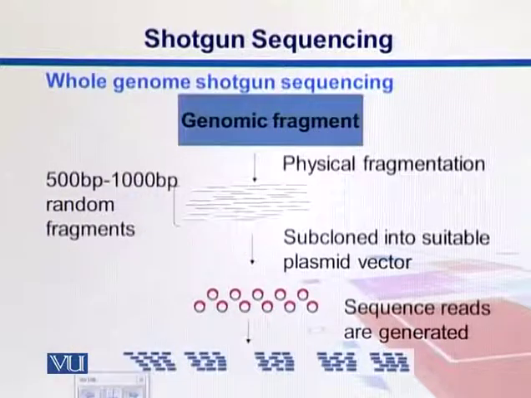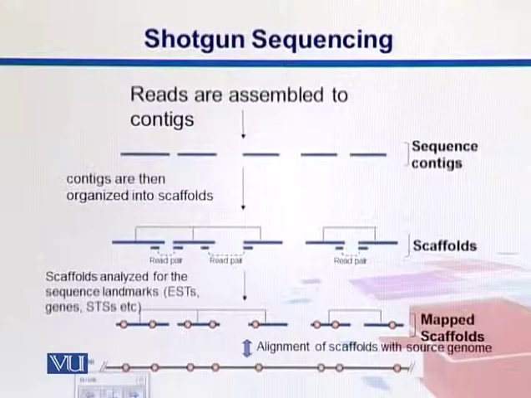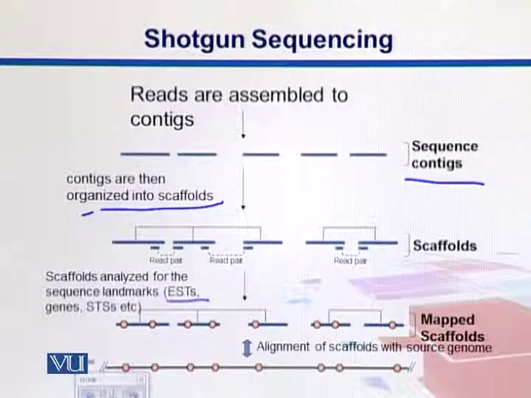In whole genome shotgun sequencing, we take DNA fragments, clone them into vectors, and sequence them. Here we take the genomic DNA and break it into fragments of 500 to say 1000 base pairs, then simply subclone them and get sequencing reads just like we did earlier. Reads are then assembled into contigs, and contigs are arranged into scaffolds. Scaffolds are analyzed for landmarks, which are different markers that can guide us on whether our assemblies are correct or not. In the end these scaffolds join together and give us the genome map.